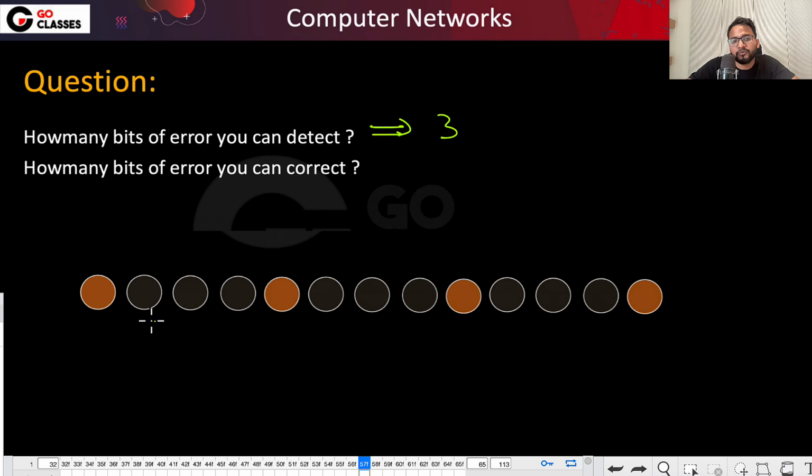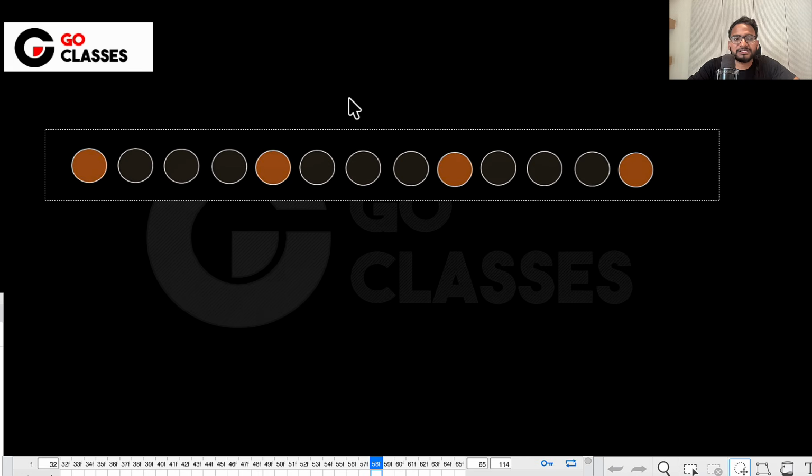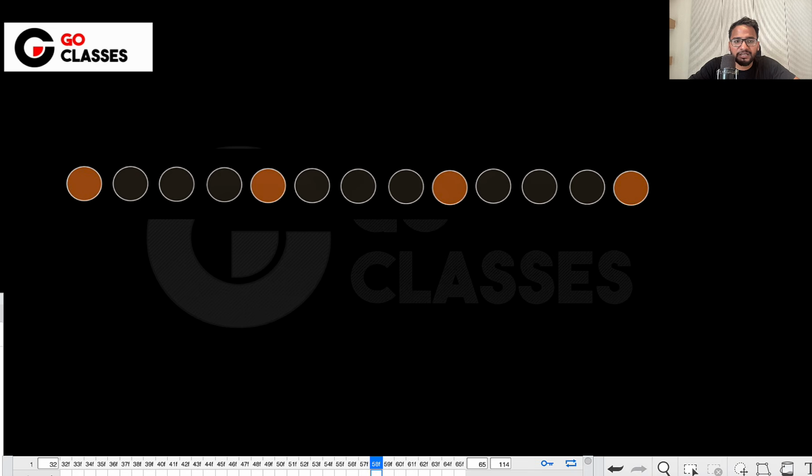So if you land up in this, or this, or this, then you can say that 3 bits of error you can detect. But how many you can correct? This is the next question that we want to answer. How many bits of the error you can correct? Very interesting. See, when can you correct? Let me just tell you when you can correct, and then you can answer this question. See, this is the setup. I'm not very much interested in the numbers because numbers will only confuse you. It could be any number.